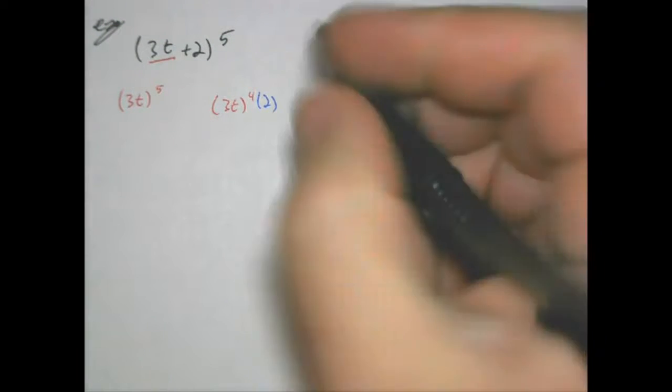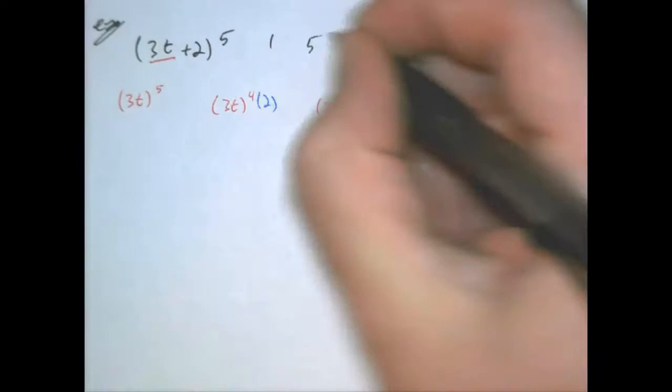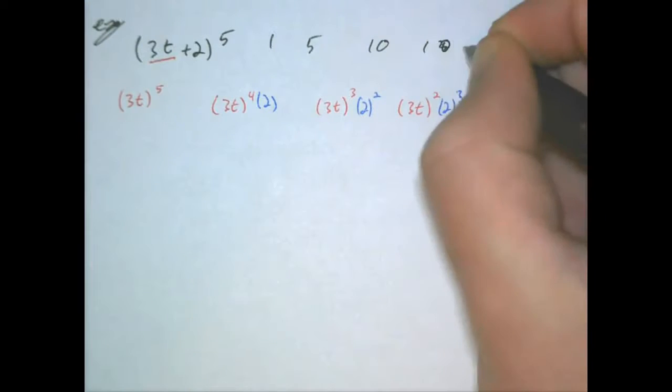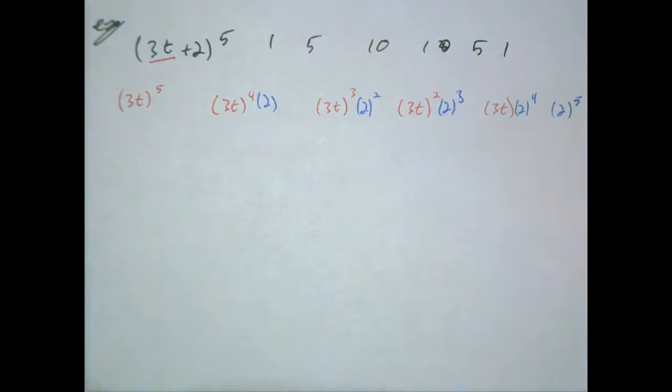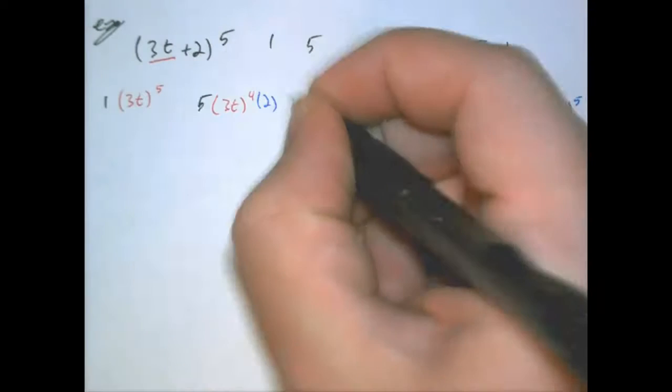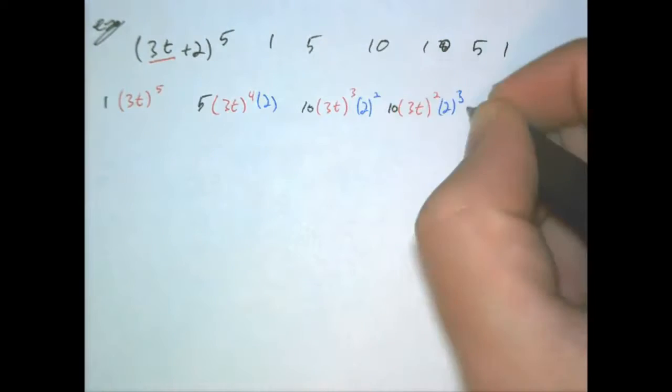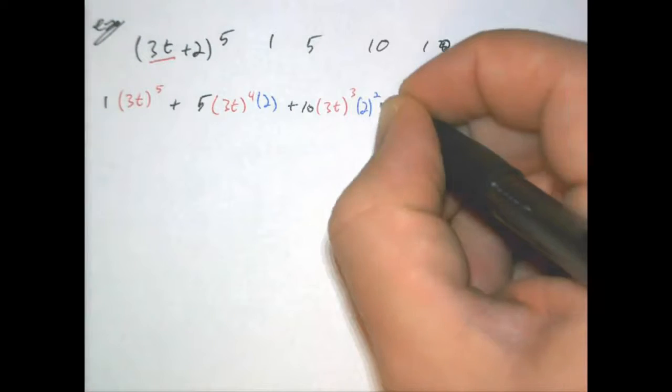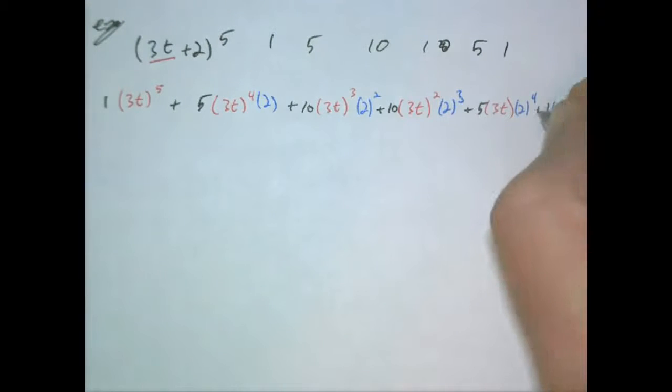Now, last thing we have to think about is Pascal's triangle, which is 1, 5, 10, 10, 5, 1 in the fifth row. So I'll put those in my coefficients and put pluses in between all of my terms. Happy day. Now it's just a matter of simplifying those numbers.